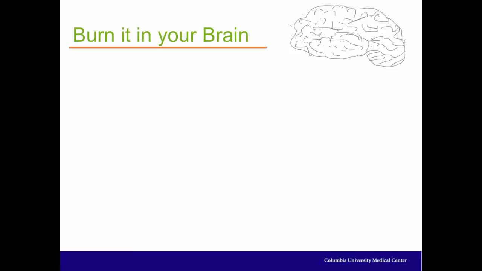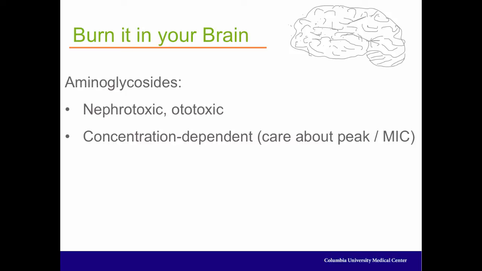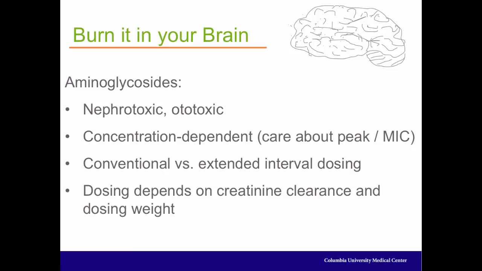Okay, so that is dosing aminoglycosides. And so what you should definitely remember, aminoglycosides are nephrotoxic and also ototoxic. They are concentration dependent, so we care about what the peak to MIC ratio is. There are two ways to dose them. There's conventional dosing and extended interval dosing. And the dosing depends on creatinine clearance and dosing weight.